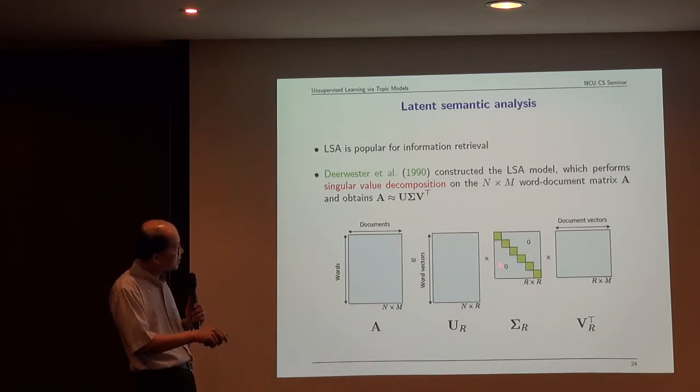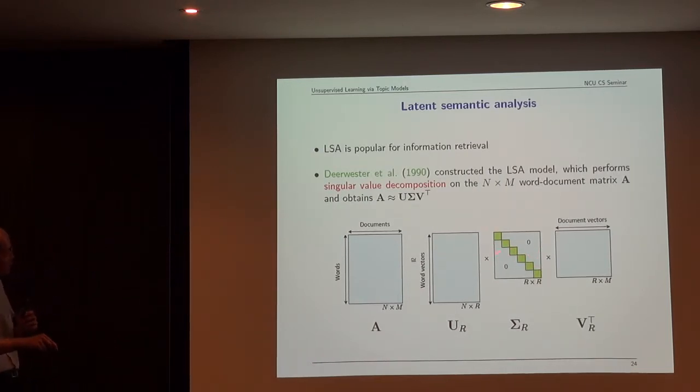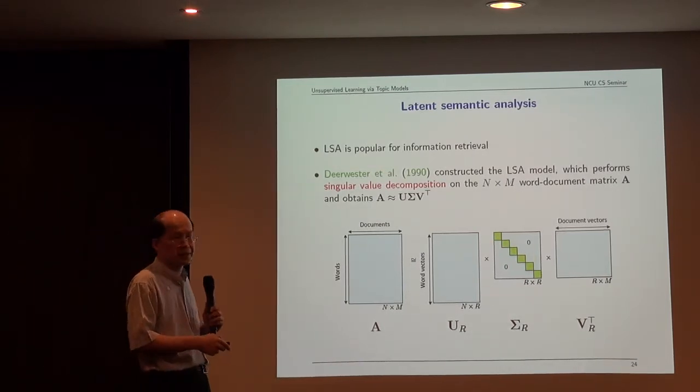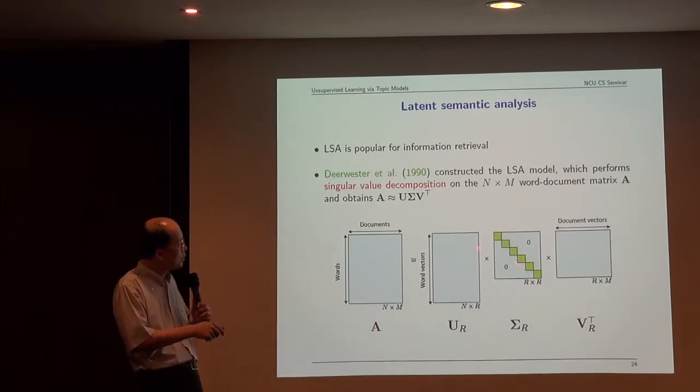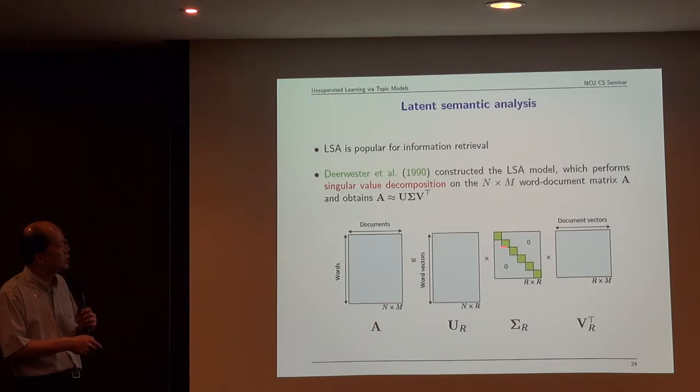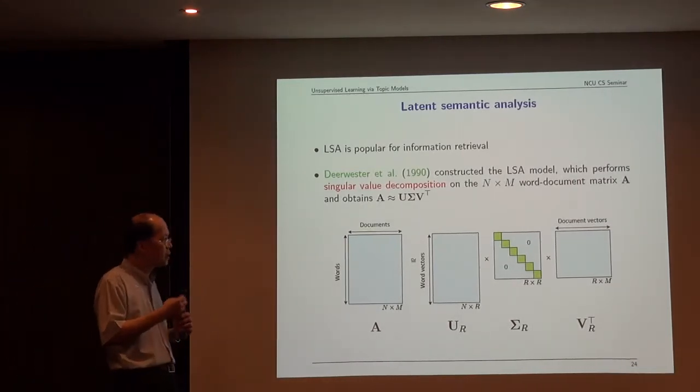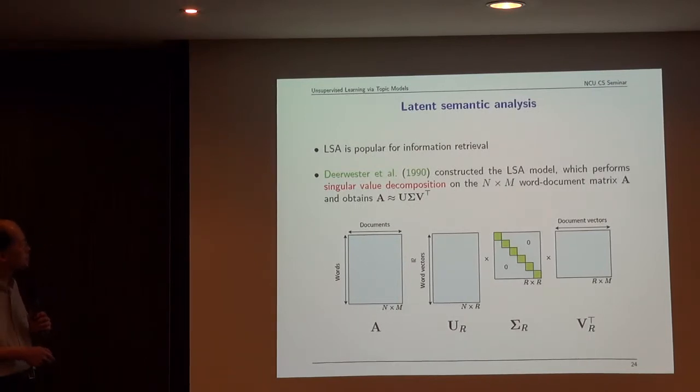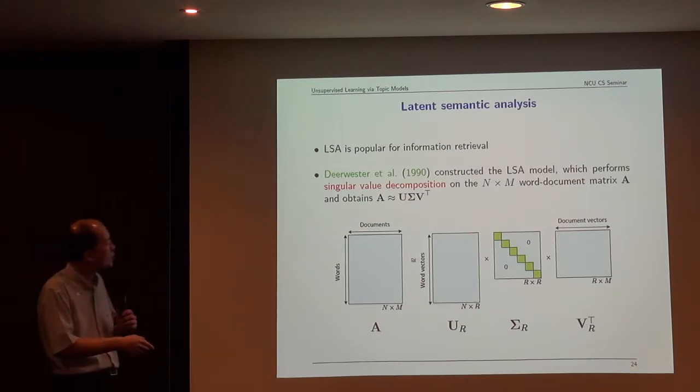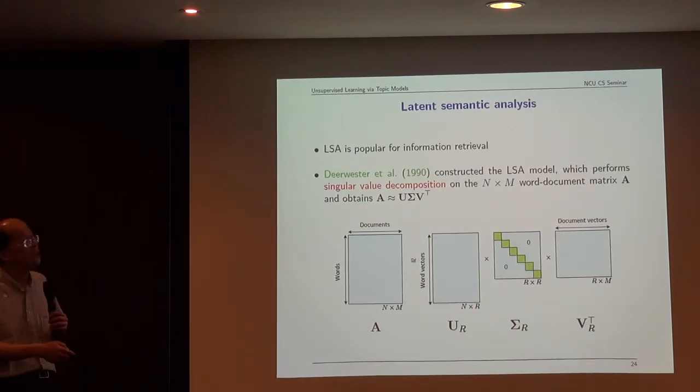The middle part of this matrix is a diagonal matrix. The diagonal terms represent some topics. For example, we have 10 topics. The value in this matrix represents the magnitude of the energy of the topic in your data. And we have the other two matrices, which represent word space and the document space based on some topics. This is the earliest topic model in literature.